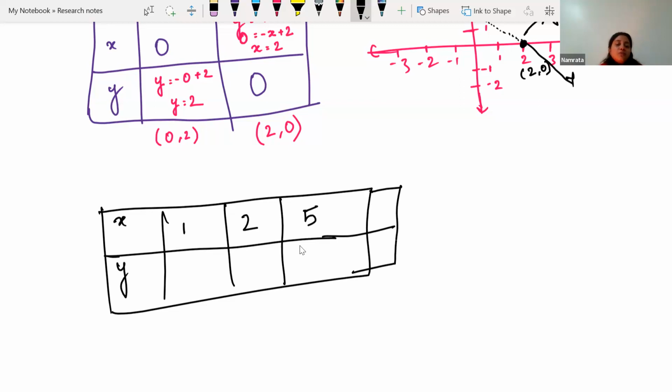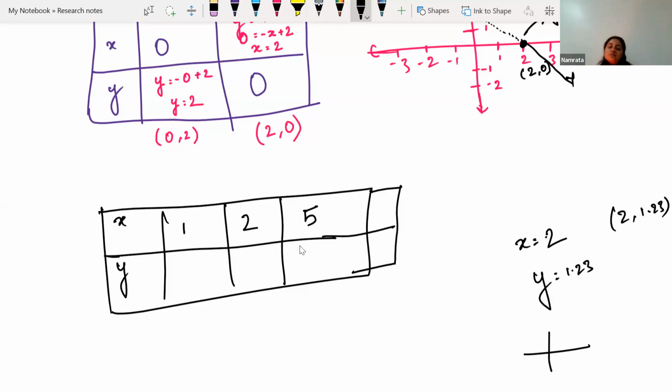Okay, and try to avoid getting decimal or fractional values, because that will be difficult to locate on the coordinate axis. Suppose you have taken x as 2 for any random equation and you got y as 1.23, then you will not be able to understand where to locate this point. 2 comma 1.23, how to locate it? Exactly and accurately you will not be able to locate it. That's why I'm telling you to avoid getting fractions.